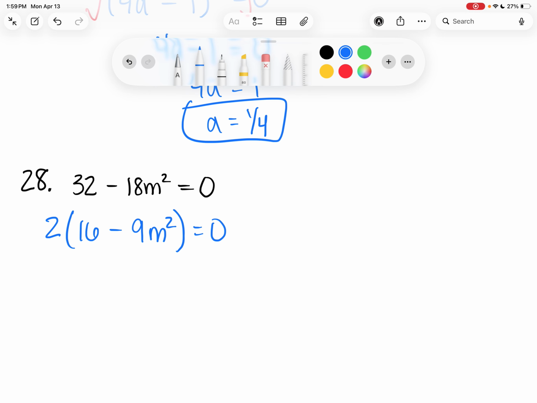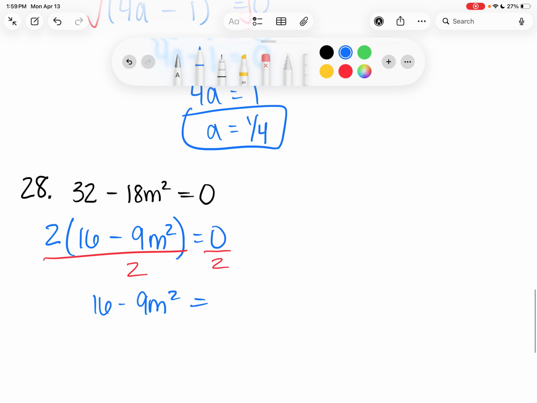Now watch this. I'm gonna blow your mind. Just divide by the 2. 0 divided by 2 is 0, so I can just get rid of it. So now I'm just left with what's in the parentheses. So 16 minus 9m squared factors into what? The 9m squared would become 3m squared, and the 16 would become 4 squared. I did it backwards.